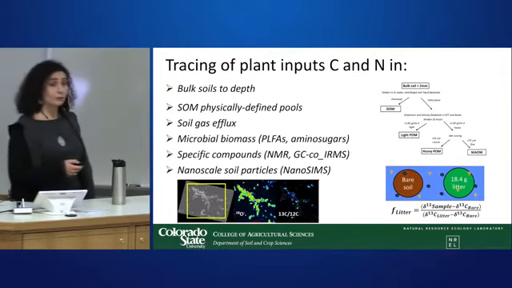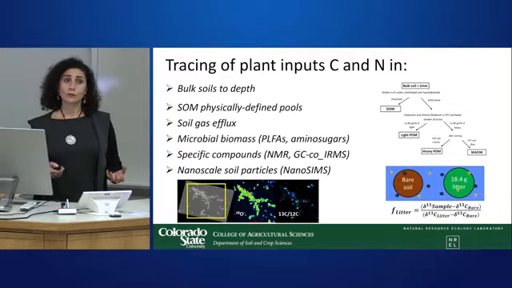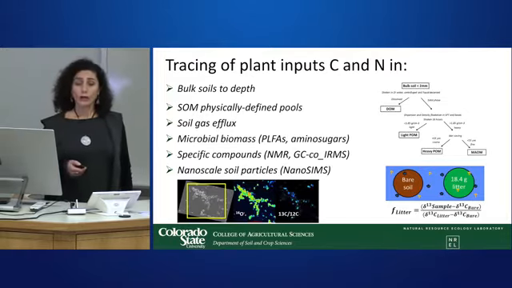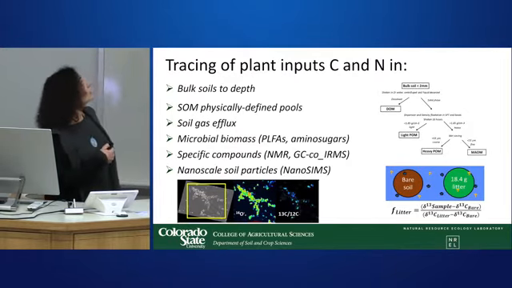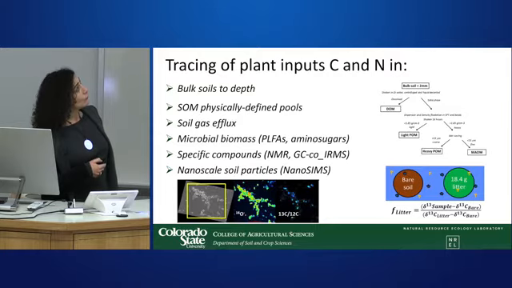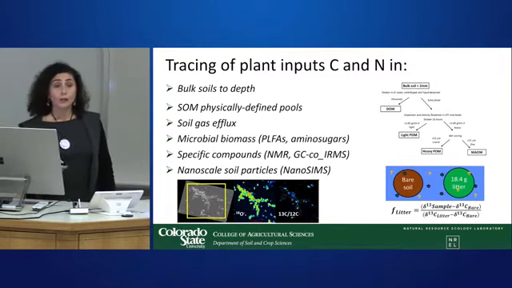The quickest and dirtiest is just to analyze your bulk soil and see how much is remaining there. Or you can go deeper in your question, and you have understood by now that I'm obsessed with soil organic matter pools. And so what generally I do, we fractionate the bulk soil into different pools and analyze each of them to trace where our carbon has gone.